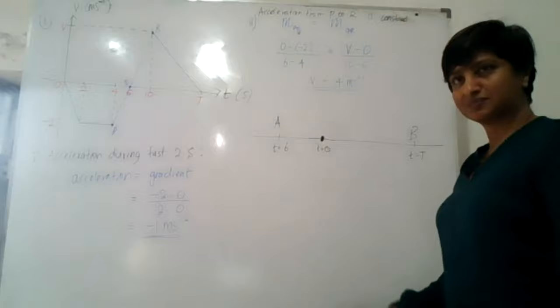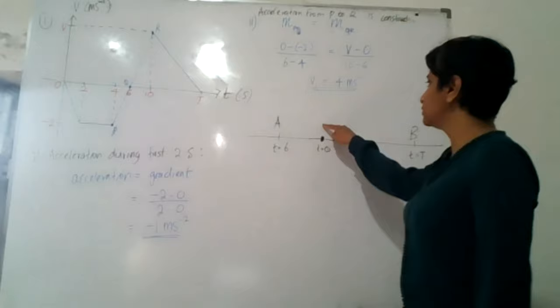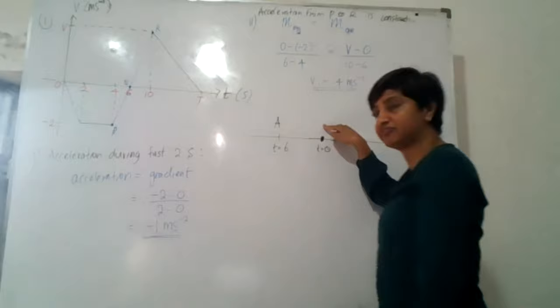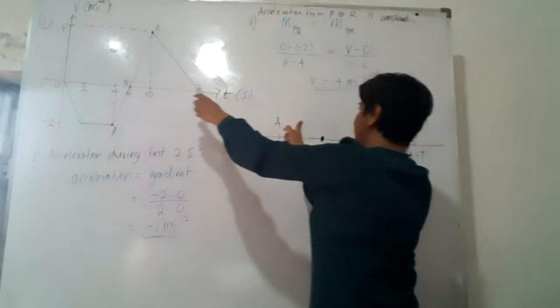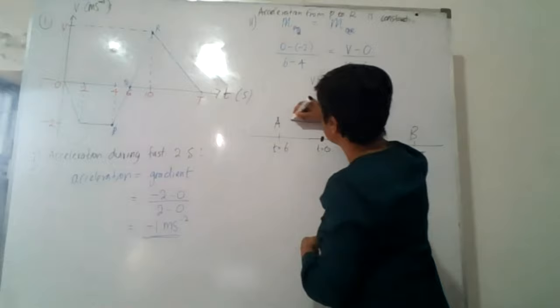Can you first think of how this person, or object, or particle, moved? It first moved in the negative direction, you see it went to the left. It came to A, turned back, and went all the way to B. This is how it's going. It started like that.